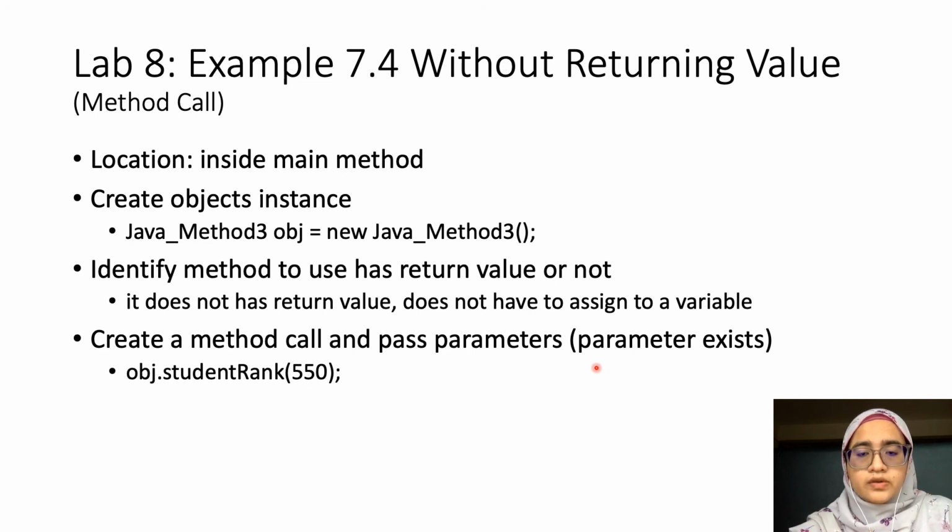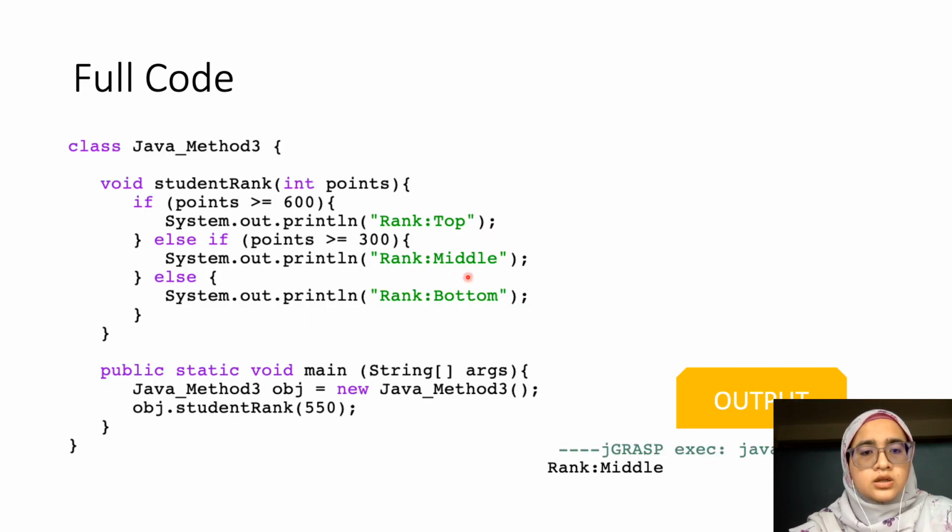Okay, dalam method definition kita ada parameter, maka kita kena pass argument. Okay, so obj.studentRank 550. Okay, kat sini kalau notice, we don't assign to a variable. Kenapa? Sebab it does not have return. Okay, now as you can see, this main method would run first. Therefore, it will call directly studentRank method with argument 550.